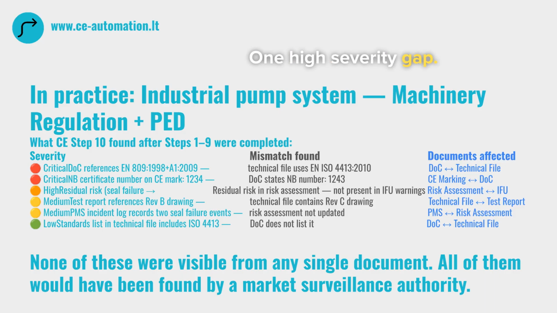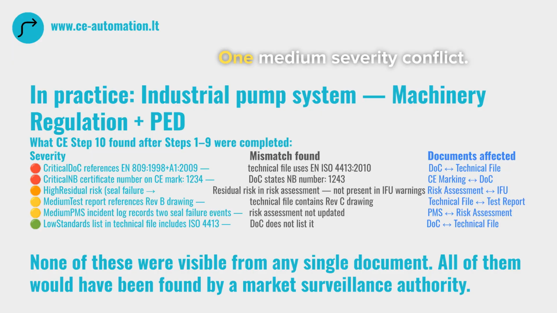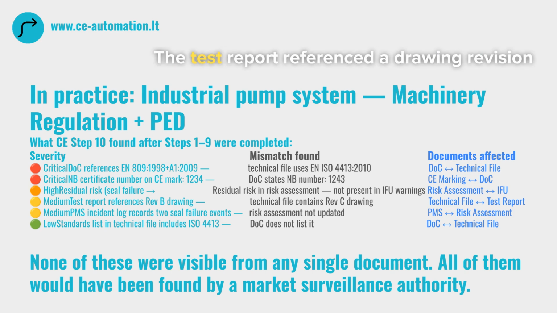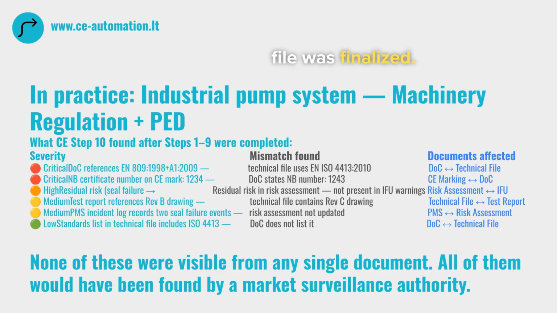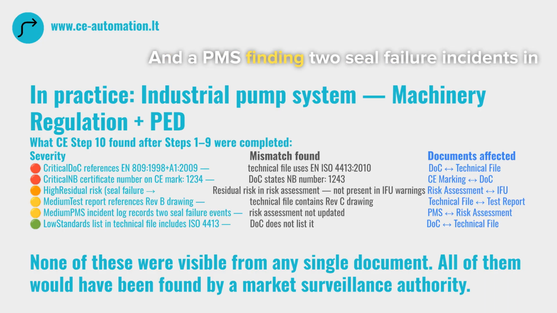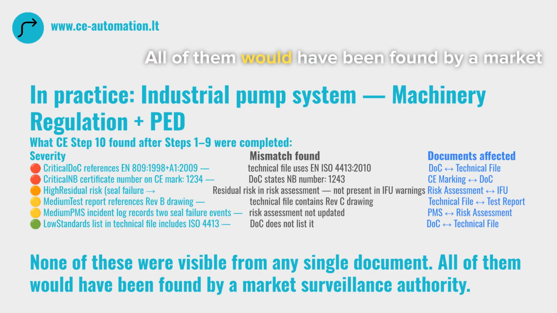1 high-severity gap. A residual risk identified in the risk assessment had never been carried into the instructions for use. 1 medium-severity conflict. The test report referenced a drawing revision that had been superseded before the technical file was finalized. And a PMS finding: 2 seal failure incidents in the field that had not triggered an update to the risk assessment. None of these were visible from any single document. All of them would have been found by a market surveillance authority.